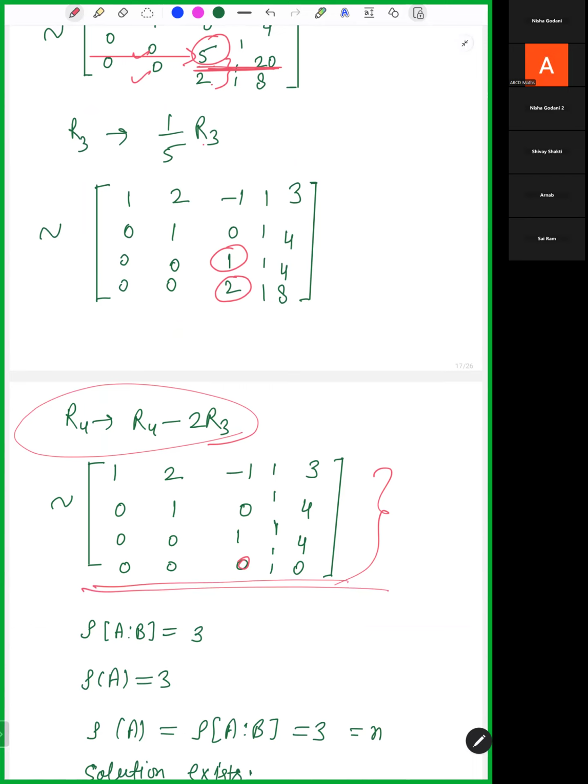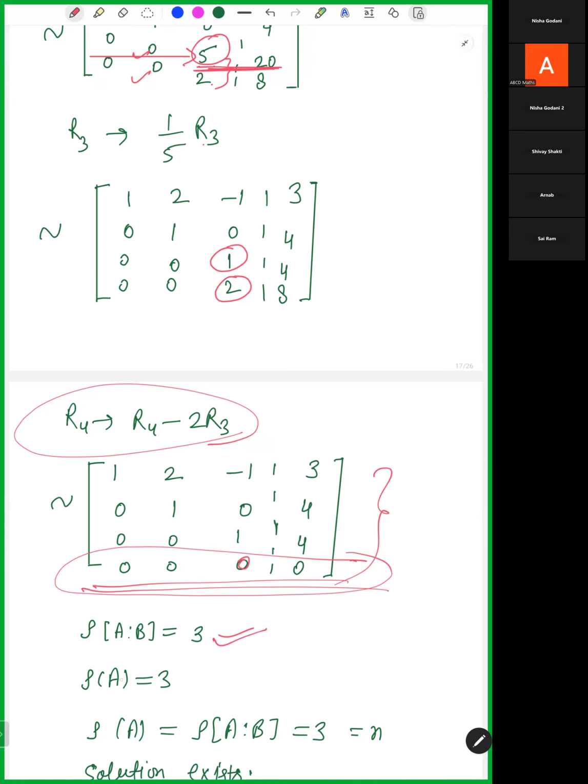So what is the rank of this matrix? The rank is 3. Why? When you ignore this row, because the last row has all zeros, you will ignore this. So you have 3 non-zero rows. So the number of non-zero rows is 3. That is why the rank of the augmented matrix is 3.